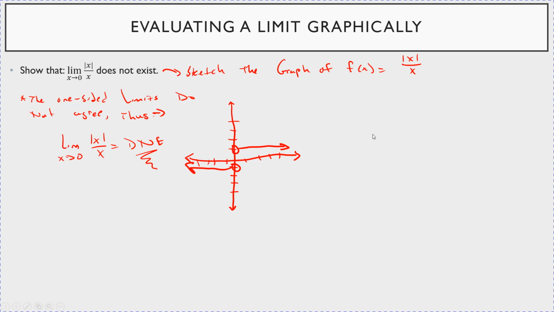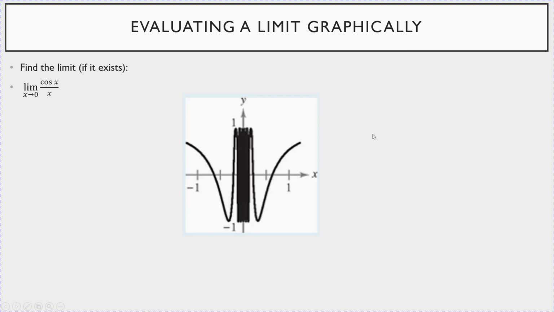All right, let's try some other, this one right here. Let's find the limit, if it exists, of this: the limit as x goes to 0 of cosine of x over x. Now here's what's interesting. If you have f of x be cosine of x over x, and you plug in 0, you get cosine of 0 over 0, which is 1 over 0. So notice that you don't get the 0 over 0. This is not that indeterminate form I was talking about. So it's still undefined.